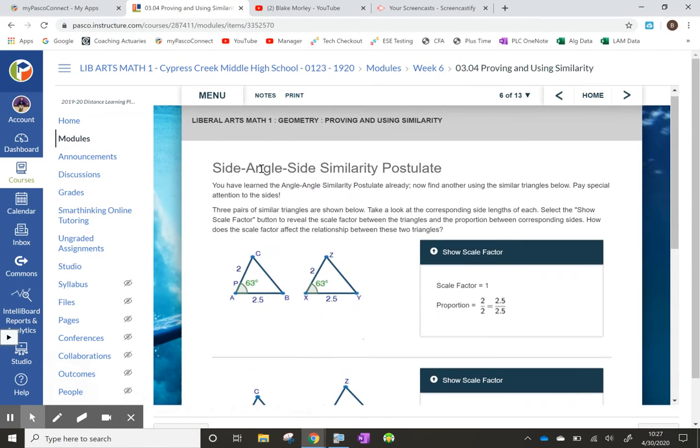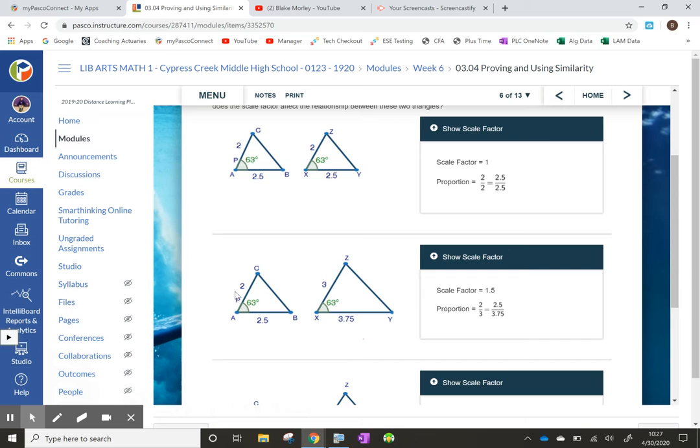And also, side angle side postulate. We talked about side angle side in class before. It means that if you have a side, an angle, and a side where everything is proportional, like here, the 2 and the 3 were proportional, and the 2.5 to 3.75 were proportional, and the angles matched, this is similar triangles based on side angle side. So it's got the two sides and the angle between the two sides, and everything is, of course, a matching pair.